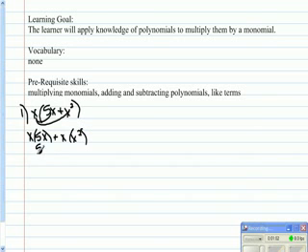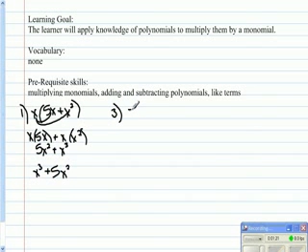x times 5x is 5x squared. x times x squared is x to the third. And if we want to write them in descending order, which we should get used to doing, it's going to be x to the third plus 5x squared, because this is a higher power than that.